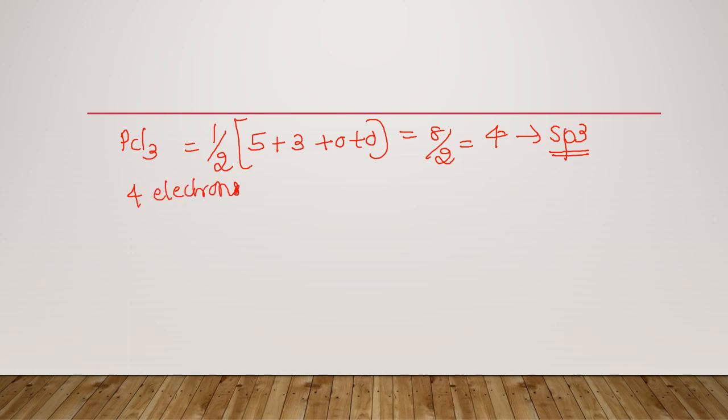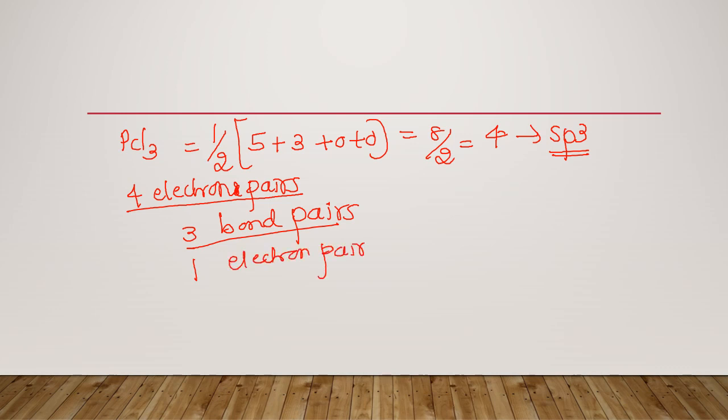Out of the 4 electron pairs, we need to find out the total number of lone pairs as well as bond pairs. You can clearly see that in PCl3, phosphorus is bonded to 3 chlorine atoms. Therefore, of course, there are 3 bond pairs. Directly we can tell, isn't it? 3 bond pairs. Therefore, obviously, one is a lone pair.